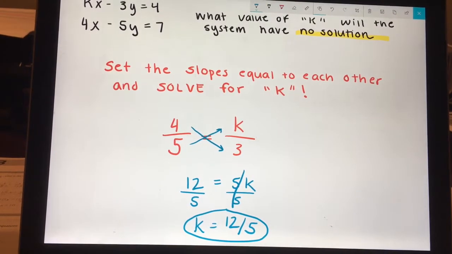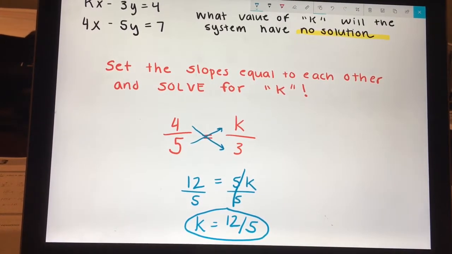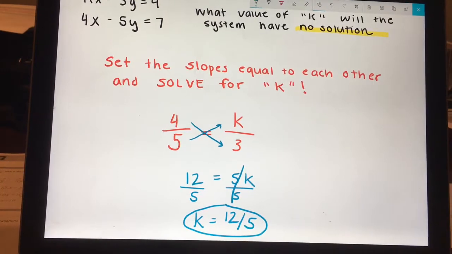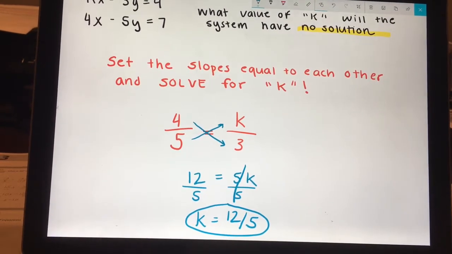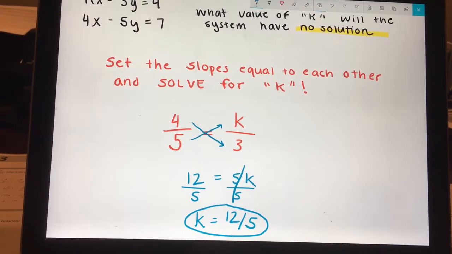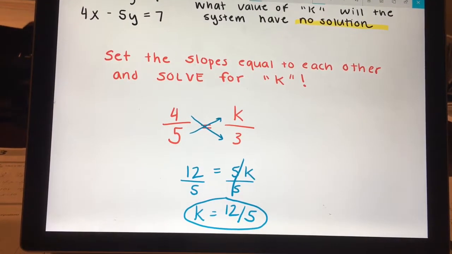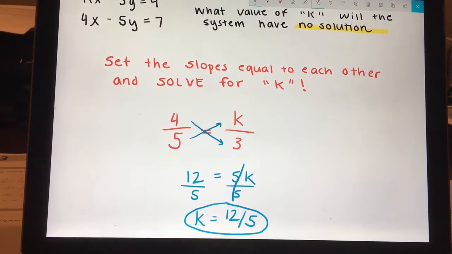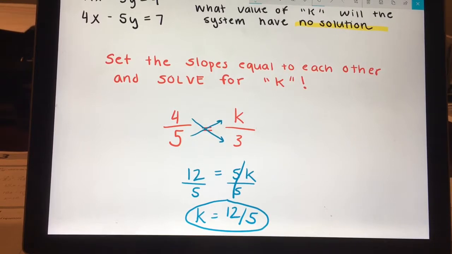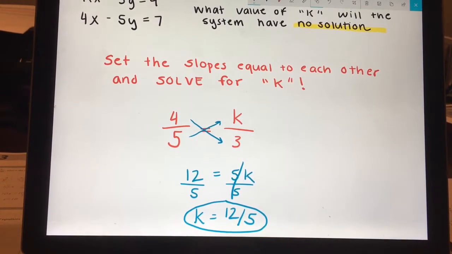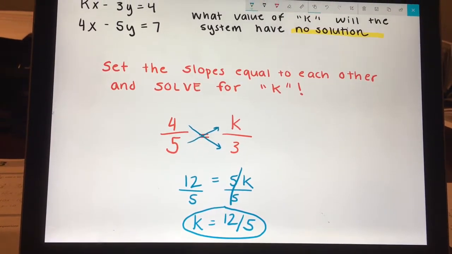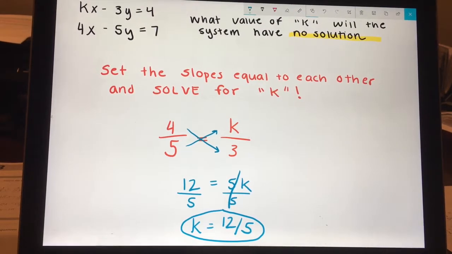So 4/5 equals k over 3, and I cross multiply, do my butterfly multiplication. So 4 times 3 is 12, and 5 times k is 5k. And then to isolate k, I divide by 5 on both sides, so that my final answer for k, in which the system will have no solution, is 12 over 5.